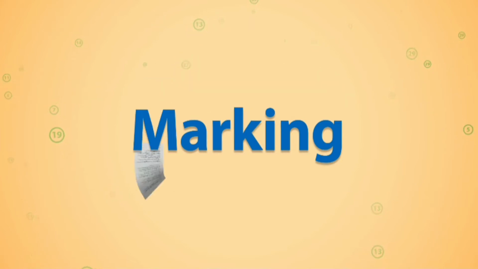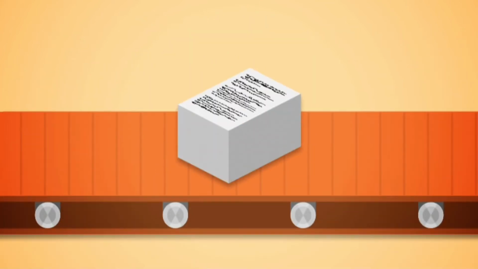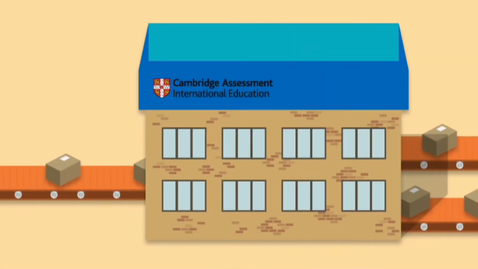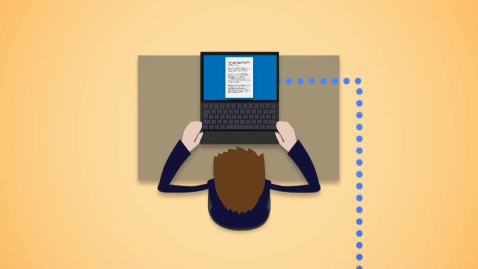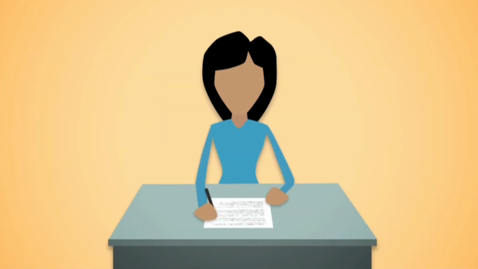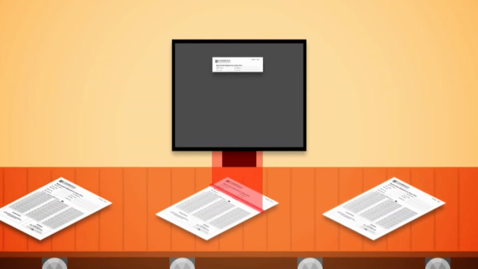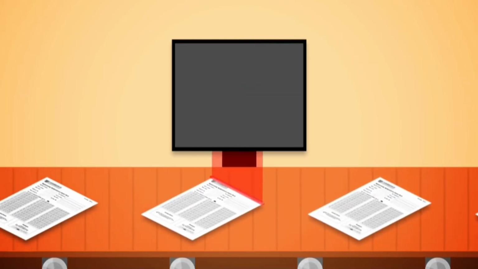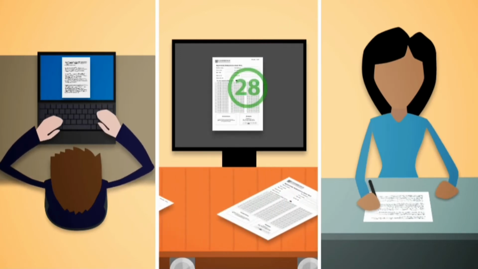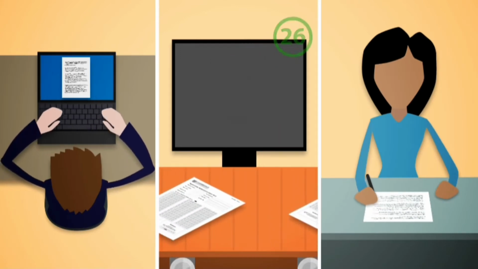First, let's look at how we mark. After your script is collected at the end of the exam, it's sent back to us in Cambridge. Most of our scripts are scanned, ready to be marked by examiners on a computer screen. Some exams are marked on paper, and some, such as multiple choice, are marked automatically by a computer. For any exam, every student's work is marked in the same way.